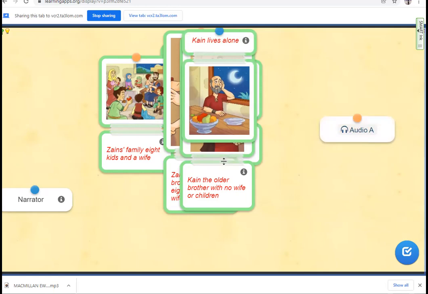So now we know about the story. The story is about 2 brothers called Zain and Cain. Zain and Cain live in the same house together, but each lives in a separate part, in a separate flat or apartment. Zain always thinks of his brother who lives alone, and on the opposite, his brother thinks about him. So it's vice versa, as we say.